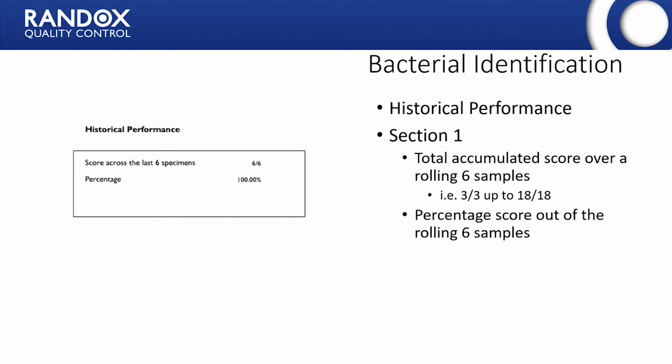Once again, if you send samples out for referral, then the maximum that you would have would be out of 12. So 12 out of 12 would be a maximum score in that case. But you're still looking at a percentage of 100%, for example. So that's your historical performance.